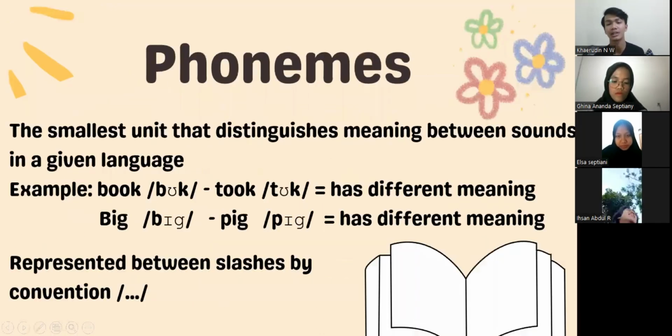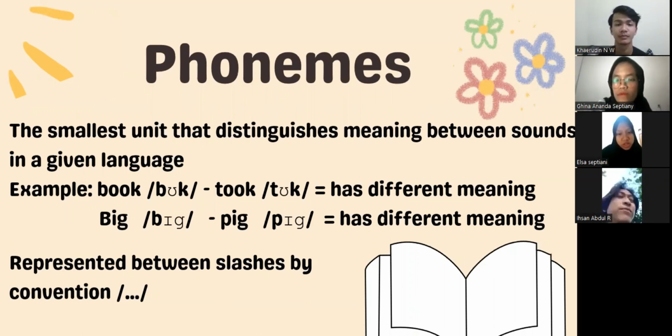The first presenter is Elsa Septiani. Elsa Septiani, time is yours. Thank you, Wahid. So we want to talk about phonemes. Phonemes you can see in the phonetic chart. So what is the definition of phonemes? The smallest unit that distinguishes meaning between sounds in a given language.